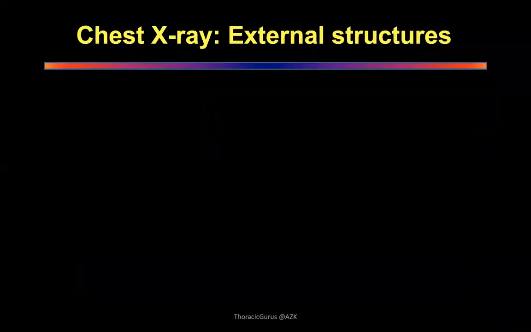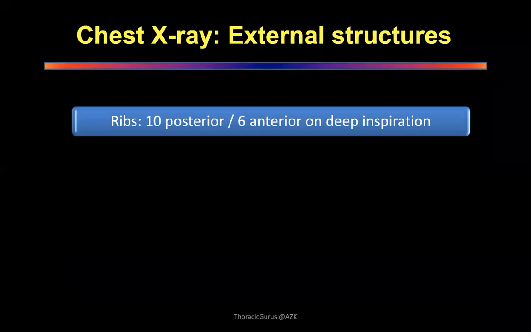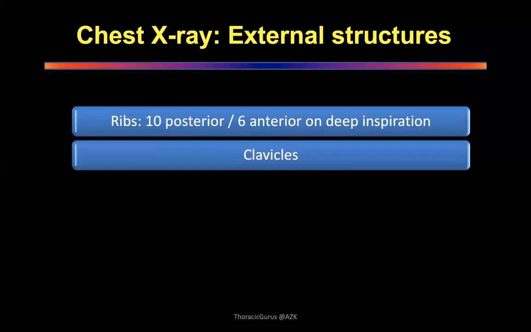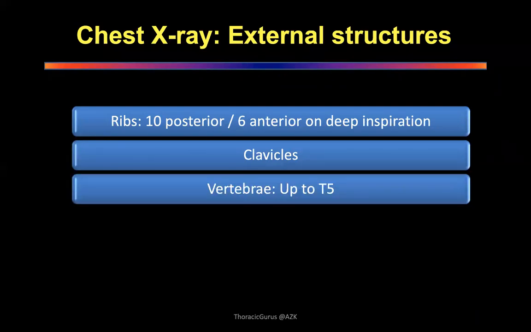What about the external structures? So we spoke about A, B, C, D. What about the external structures? What do we look for in a chest X-ray? Always look for the ribs, 10 posterior, 6 anterior on deep inspiration. Okay, so you should be able to see these. Look for clavicles, whether they're coming and joining in the center. Gives you a good idea of a rotated film or a straight film.